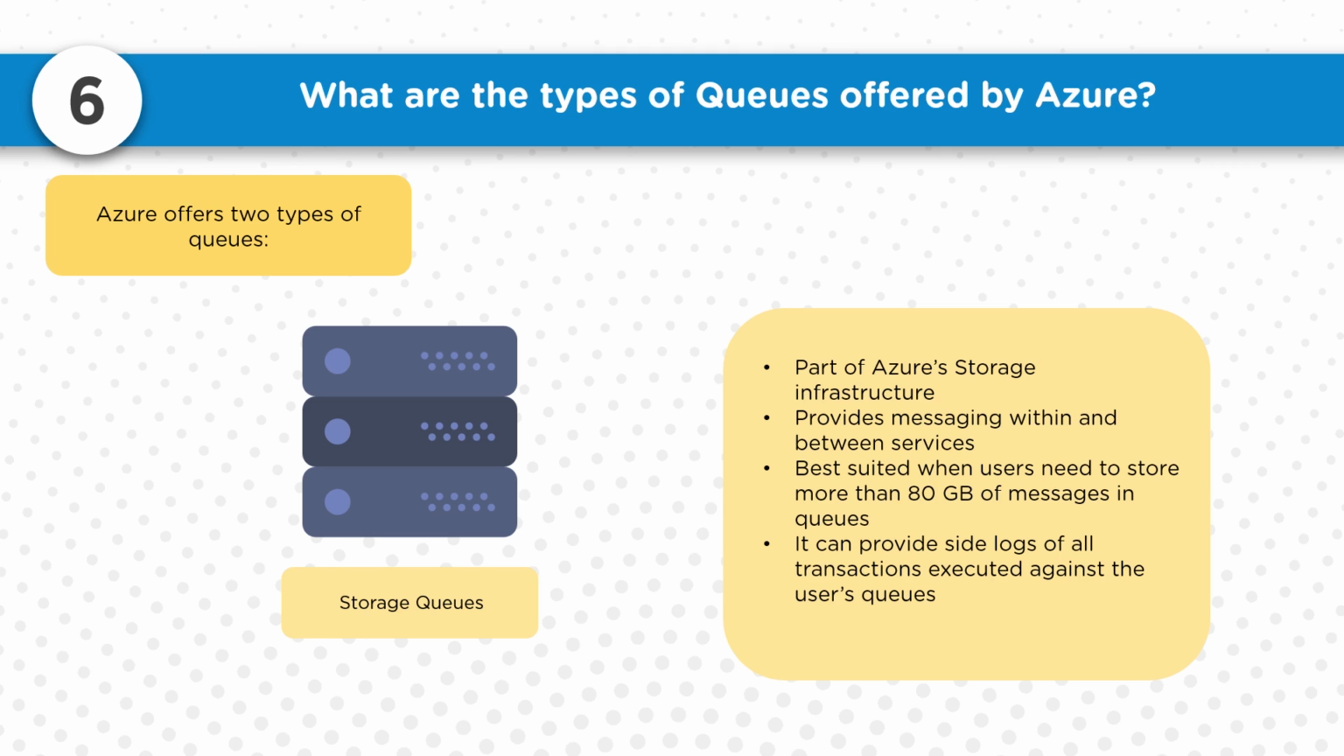It follows the pub-sub messaging infrastructure, and it's best suited for users that need to store more than 80 gigabytes of messages in the queue. It can provide logs for all the transactions executed against the user's queue. So that's what we get with the storage queue.